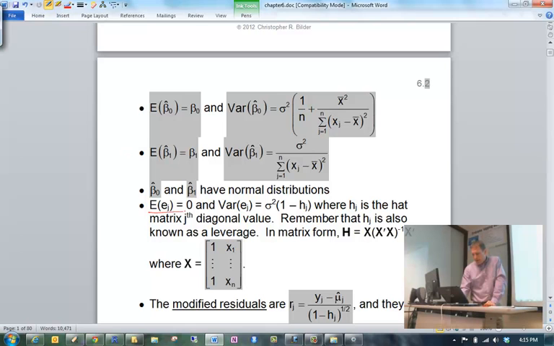The expected value of your residuals are 0. The variance of a residual is sigma squared times 1 minus h sub j. Notice again, it's not just simply sigma squared. You have to worry about the hat matrix diagonal value, that's h sub j. So does anyone know why the hat matrix is called the hat matrix?